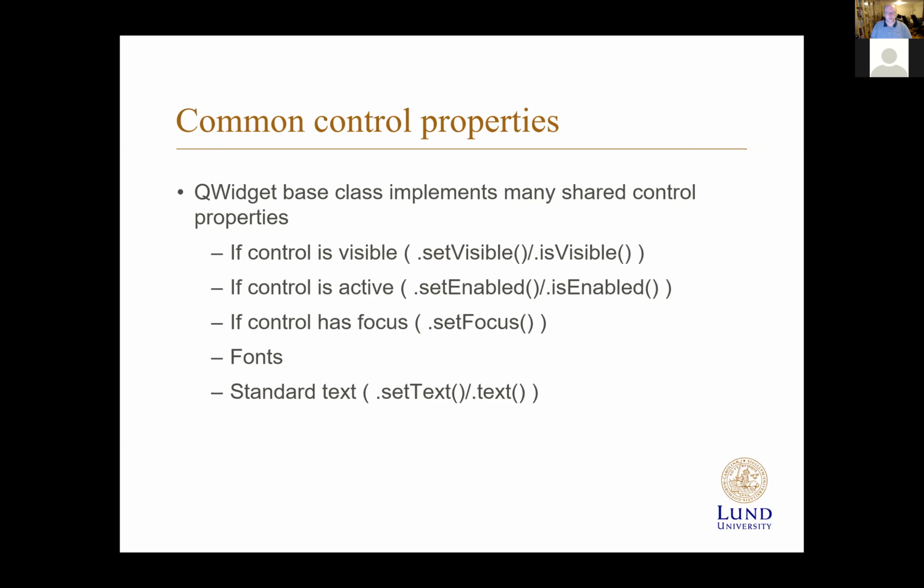You can set fonts, you can set the text. Usually the text of a control is set by a set text method, and you retrieve it by using the dot text method. Here you can also see the inheritance of C++, because all these methods are using the same notation as the C++ methods. So in this case, set visible with an uppercase V, that is typically C++ notation.